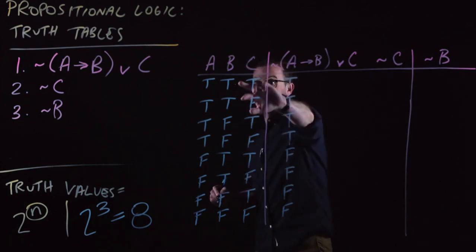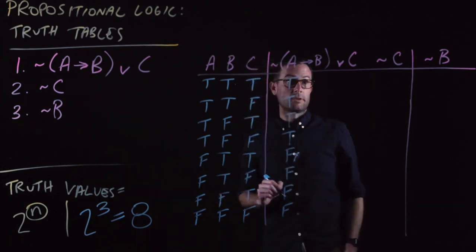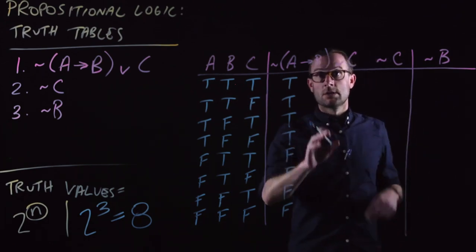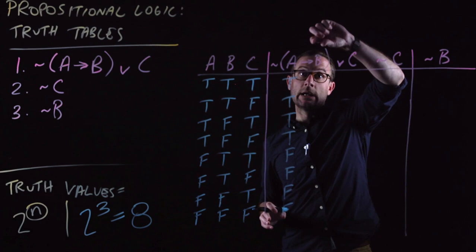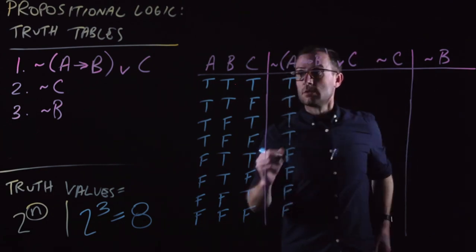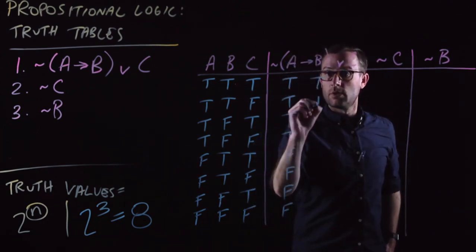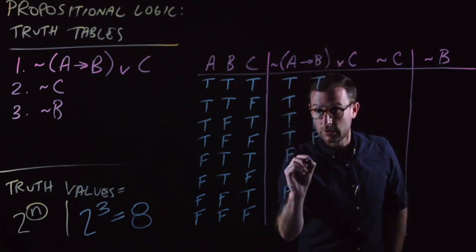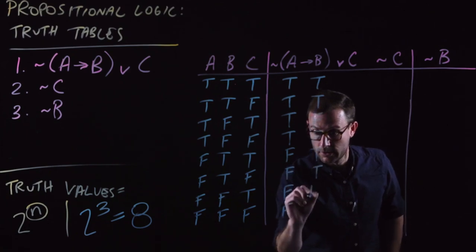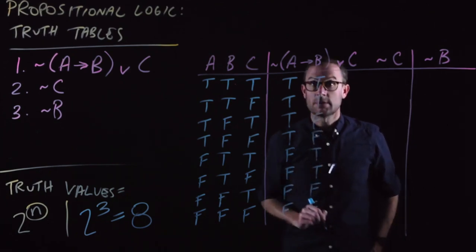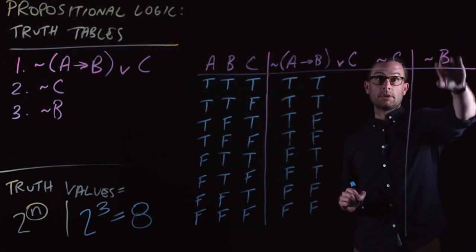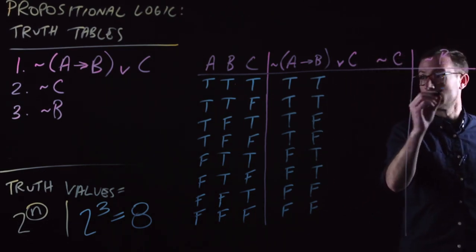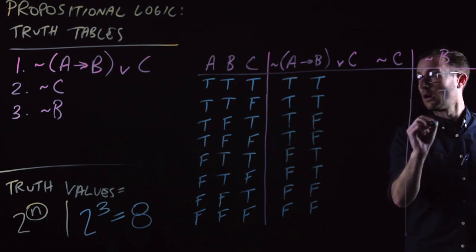Moving on to B: true, true, false, false, true, true, false, false. Wherever B is in the argument, I'm going to insert those truth values. I see B in the consequent of this conditional, so I input those truth values: true, true, false, false, true, true, false, false. Similarly, in the conclusion, I will assign the truth values for B there, since B is our conclusion.